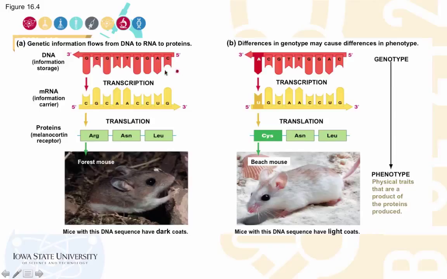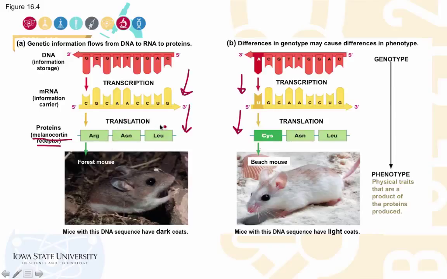If we look at the DNA sequence of each of these different alleles of the same gene, that makes a protein called the melanocortin receptor, we see that in forest mice, the sequence is slightly different from the one found in beach mice. When these sequences are transcribed to form mRNA molecules, and then when this information is used to build the melanocortin receptor, there are amino acid changes in the protein that is produced.